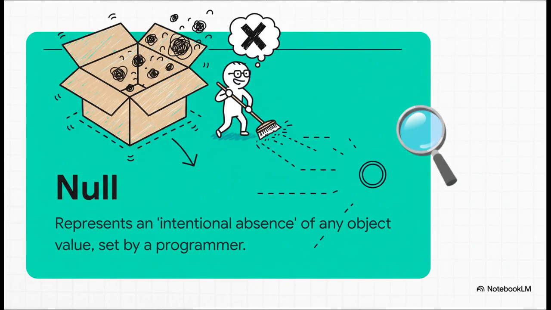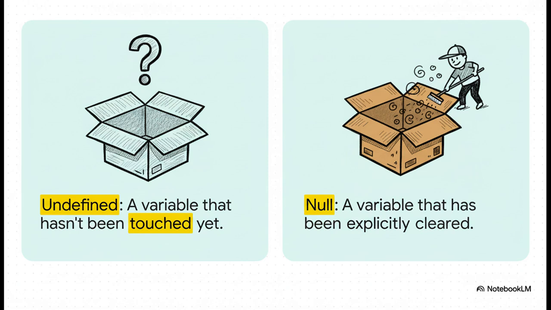Now, null is different. This is the intentionally emptied box. This isn't a default state. This is when you, the programmer, go to a box that maybe had something in it before and you deliberately emptied it out. You are actively saying, this box contains nothing, and I mean for it to contain nothing. It's on purpose. So right there, that's the crucial difference. Undefined is passive. It's an untouched box that's just waiting for a value. Null is active. It's an intentionally empty box where you, the coder, have assigned the value of nothing. It's a subtle distinction, but a really important one.